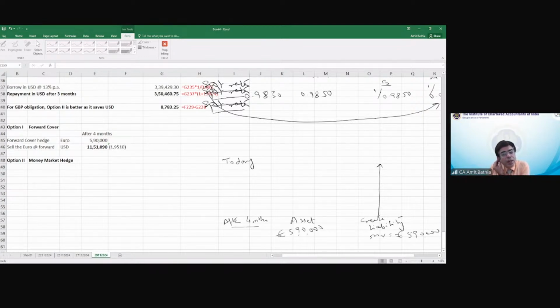If I want an asset, I invest. If I want a liability, I borrow. Am I right? So I'm going to borrow. Borrow how much? Will I borrow the entire 590? I have to pay interest over here also, right? How much is the interest I will pay over here?